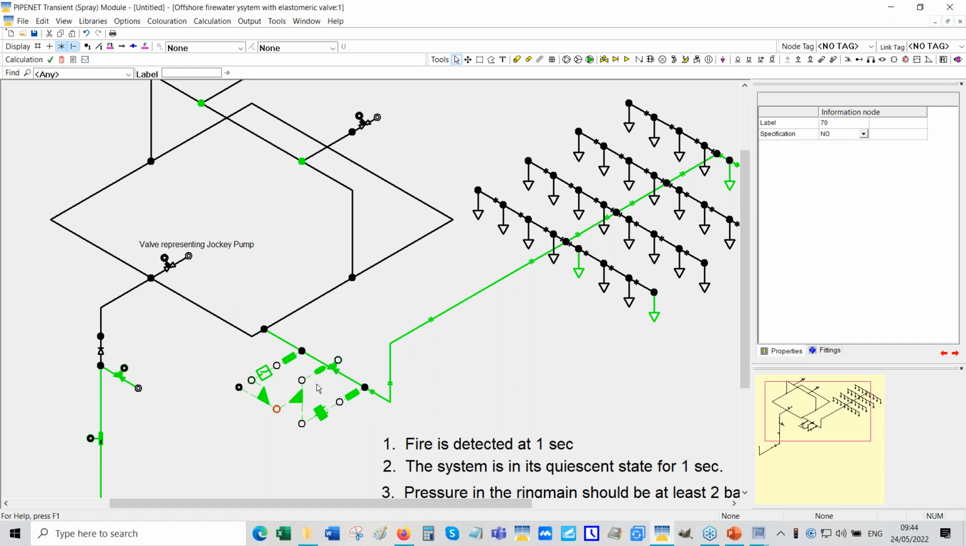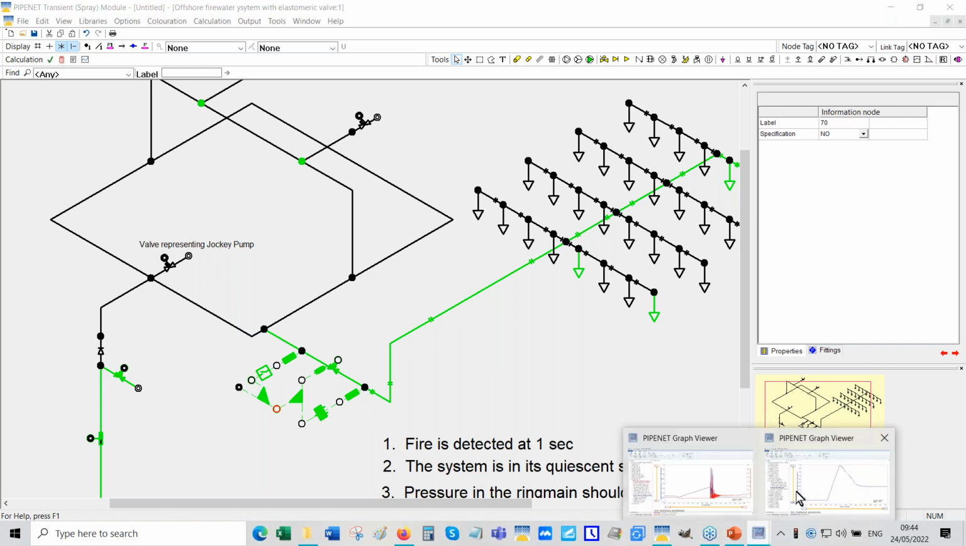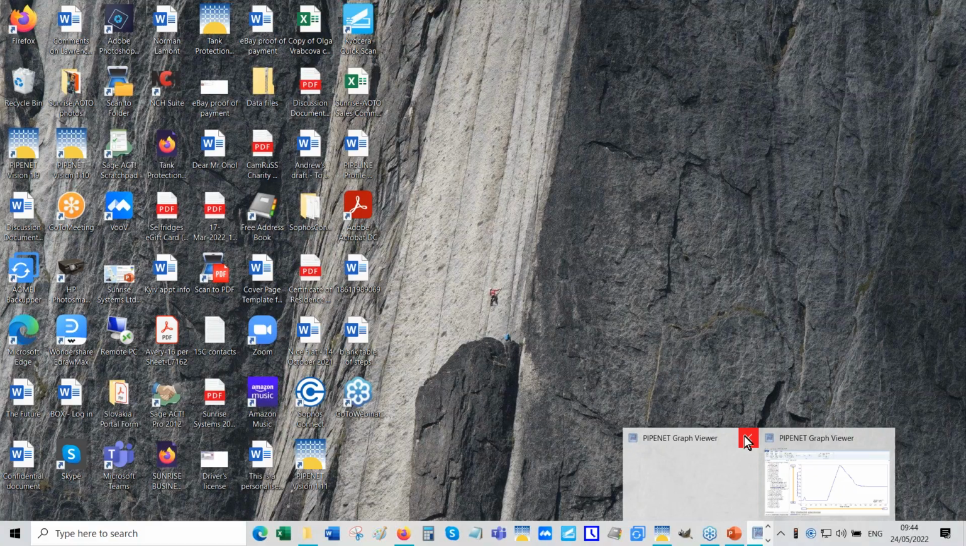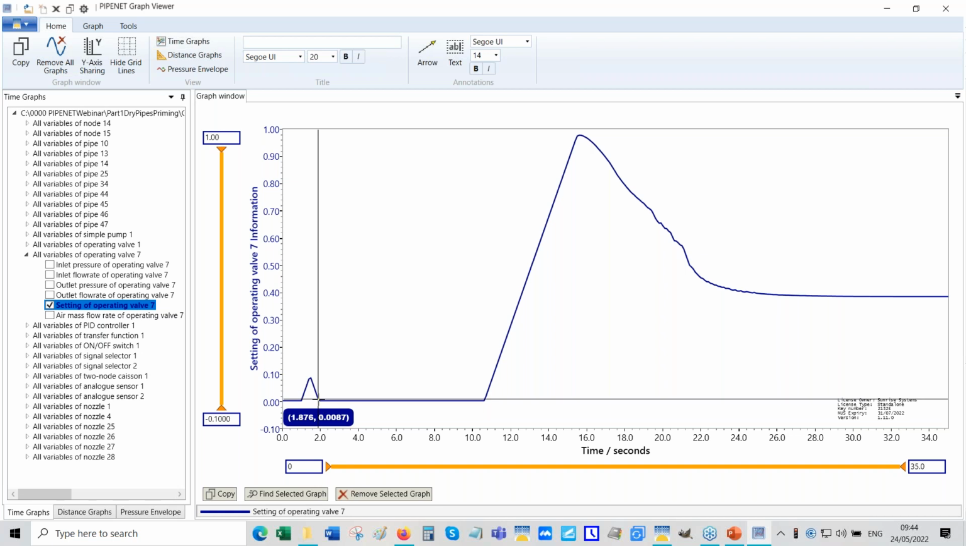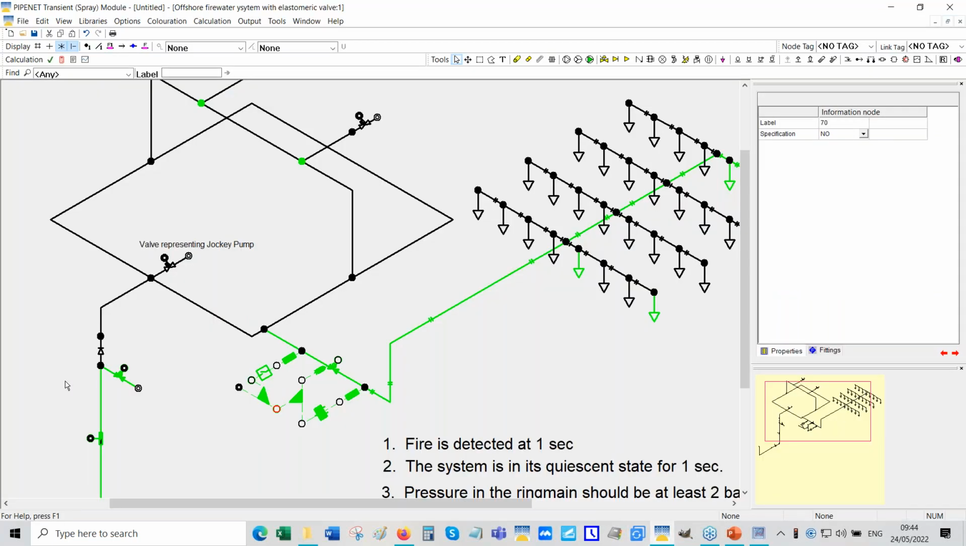See, so this control system then takes effect. And so we find that valve opens momentarily. And of course, when the deluge valve opens, the pressure in the ring main collapses because the fire pump hasn't started delivering water yet. So it opens momentarily, it closes. And of course, the system gets primed, the fire water.